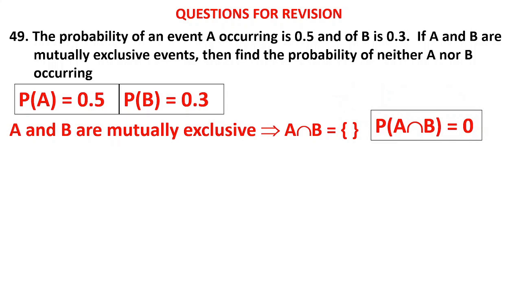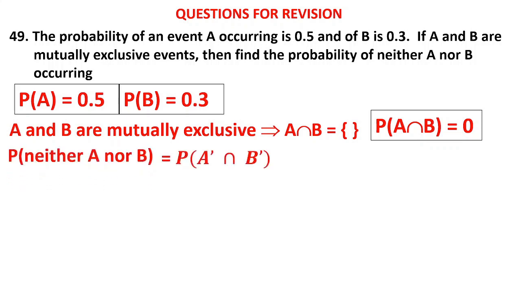Keep it ready. Let us now check what we mean by the probability of neither A nor B. Either or means A union B. Neither nor means A dash intersection B dash: not A and not B. Therefore since it is and, it is intersection. Now let us make use of De Morgan's law. A dash intersection B dash is A union B whole dash. Therefore the probability of A dash intersection B dash is the probability of A union B whole dash.